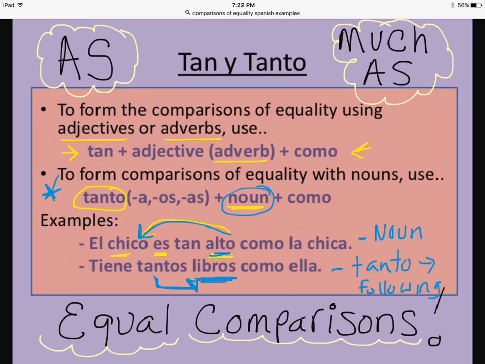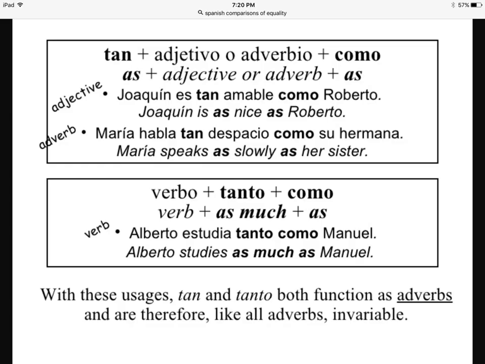My goodness, it's hard to write this thing. Following, I can't even read that. The following noun is what that's supposed to say. Following noun. So this has to match that. Alright, so let's keep going. Oh, this is a lovely white and black screen. Just some more examples. So tan plus an adjective or an adverb plus como. I wanted you to see these examples.